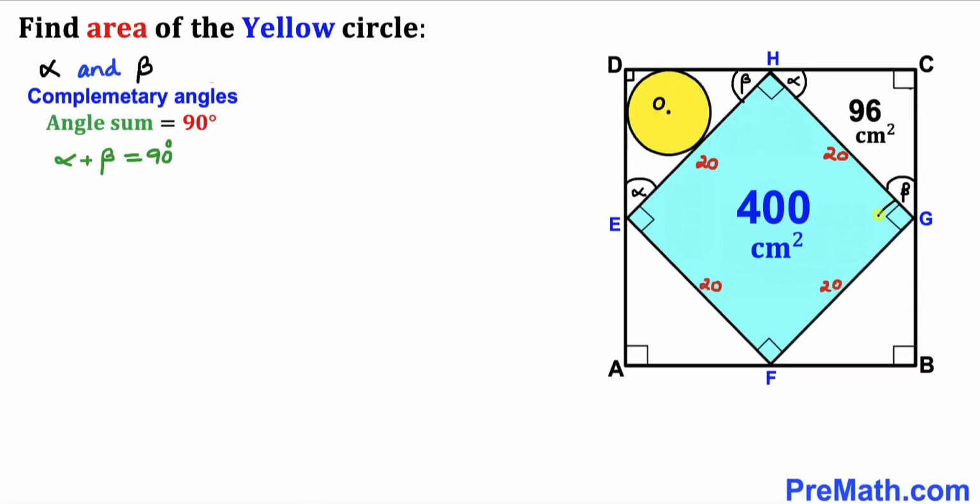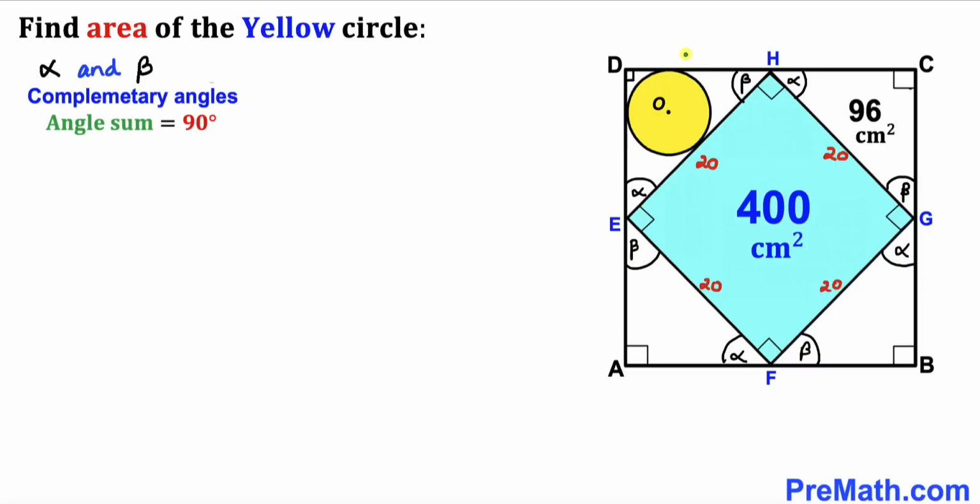Once again, we know this is a 90-degree angle, so this angle has got to be alpha. Once again, this is a 90-degree angle, so this angle has got to be beta. And finally, since this angle is 90 degrees, this angle has got to be alpha. This is our 90-degree angle, so this angle is going to be our angle beta.